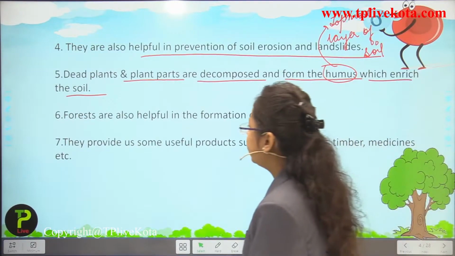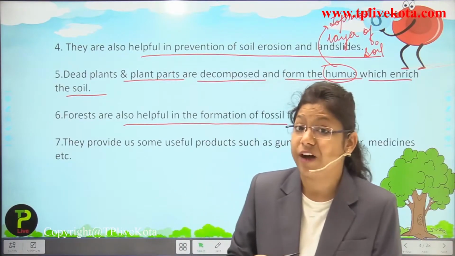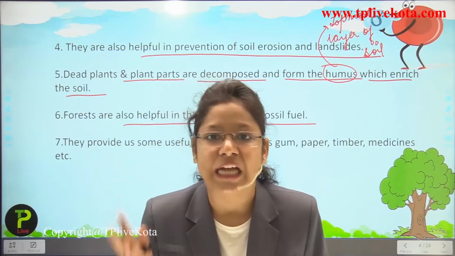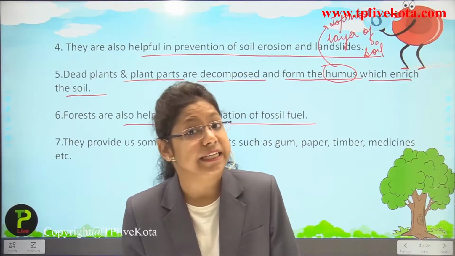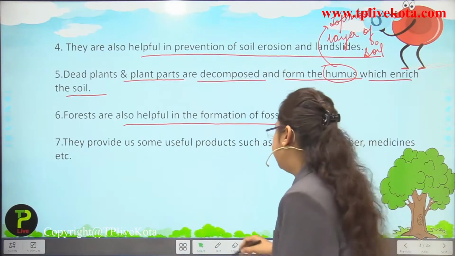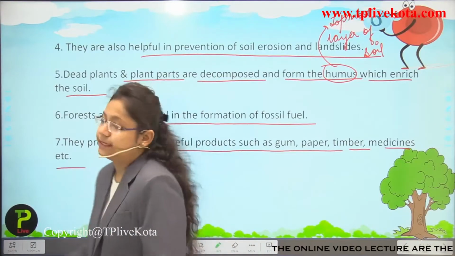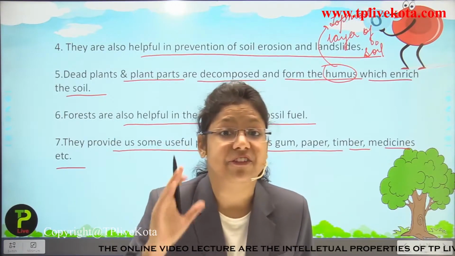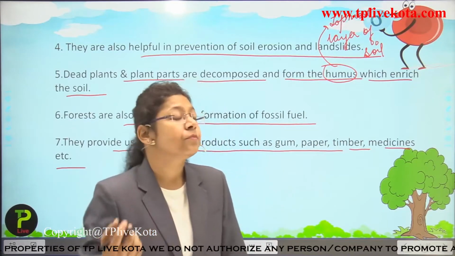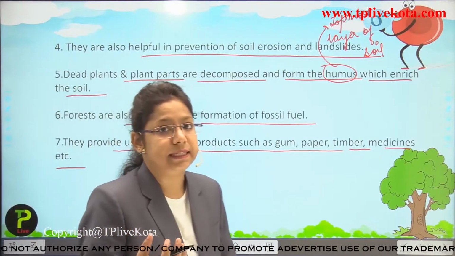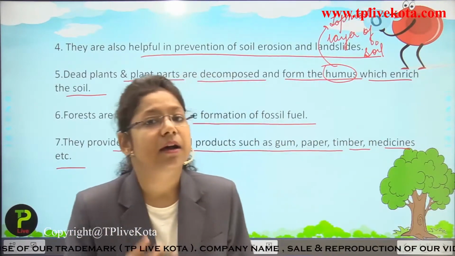Now, 6th point, forests are also helpful in the formation of fossil fuel. Why? Because animals also die, and if animals die, what will happen? The fossil fuels will be formed because of their decomposition process. 7th point is, they provide us some useful products such as gum, paper, timber, medicines, etc. Obviously, students, forests are very, very important for our society because they provide us with useful components like gum, timber, paper, wood, medicines, each and everything. And even they are the shelter for the animals living in the forest.